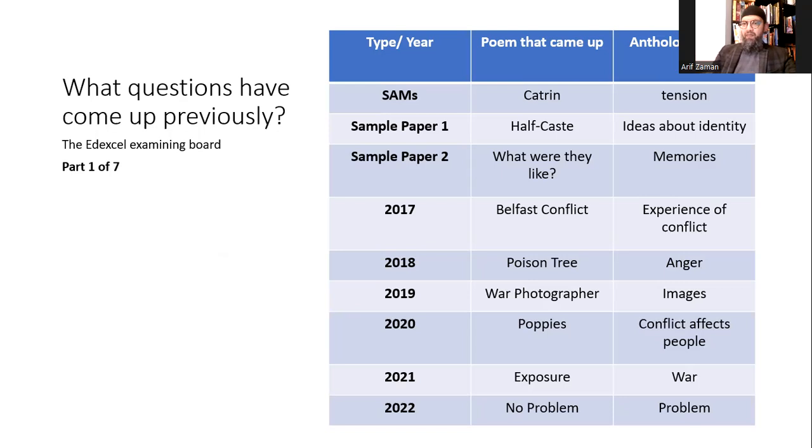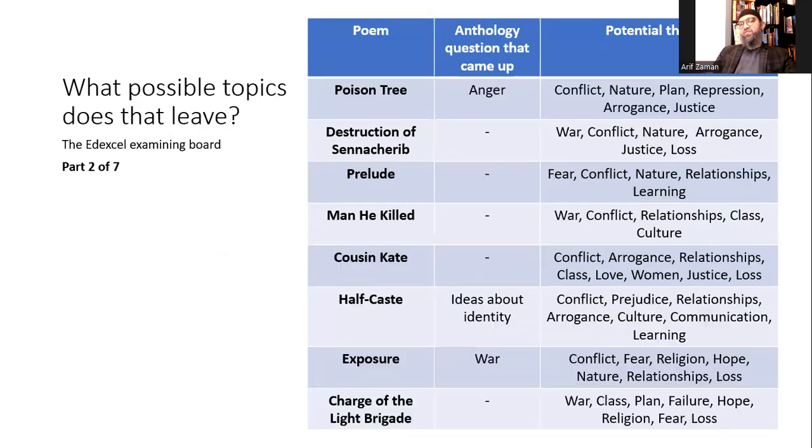Okay. Now, notice 2020, conflict affects people, and 2017, the experience of conflict. So, in a way, conflict has come up twice. Okay. Now, 2021, you have Exposure that came up, and the topic was on war. And last year, 2022, the poem that came up was No Problem, and the theme was the idea of a problem. Okay.